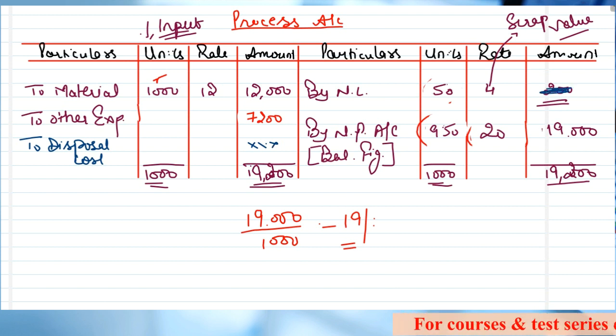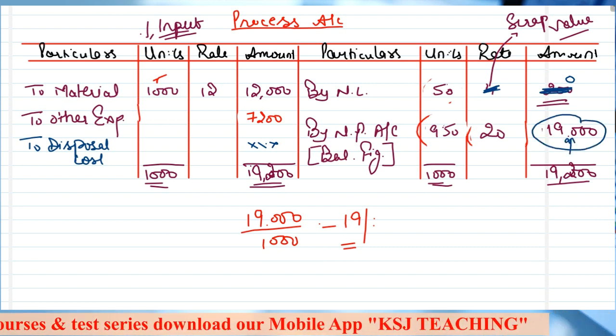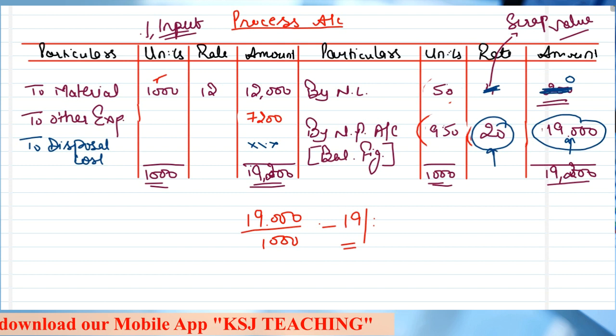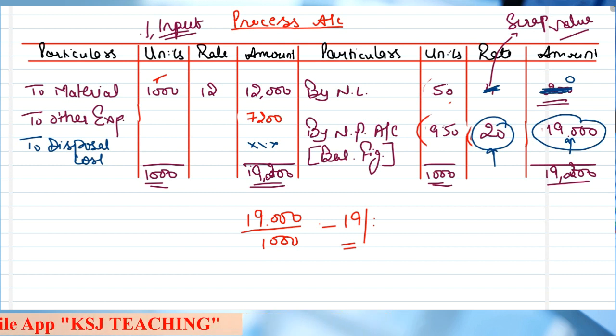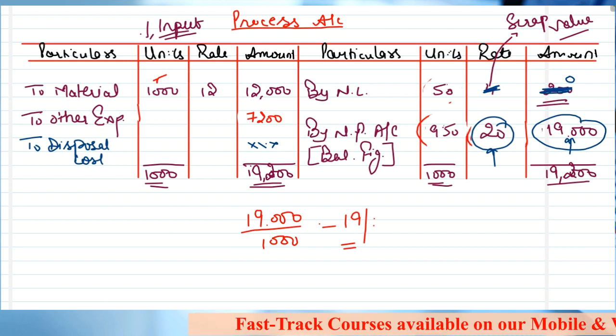Normal loss, nothing, zero. This cost will increase now. Now this cost will increase. The cost of good units will increase. Isn't it? Right? Are you getting the point?